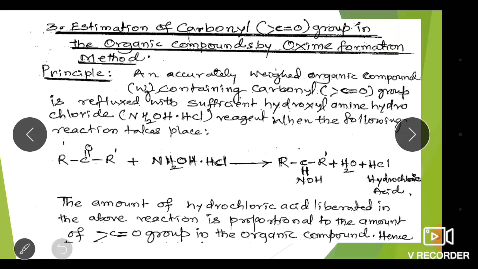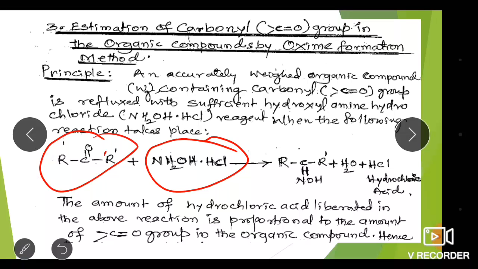So what is the principle for that? An accurately weighed organic compound, that is W gram, containing a carbonyl group is reacted with sufficient hydroxylamine hydrochloride reagent, when the following reaction takes place. The carbonyl group reacts with hydroxylamine hydrochloride, then we get the oxime. Here the oxime product has the group NOH.